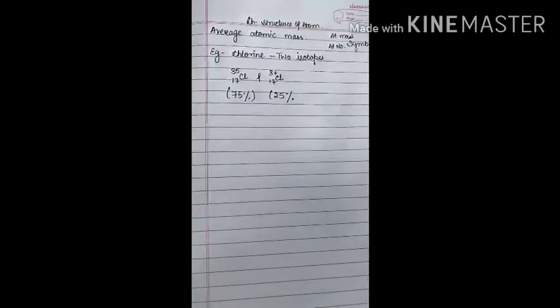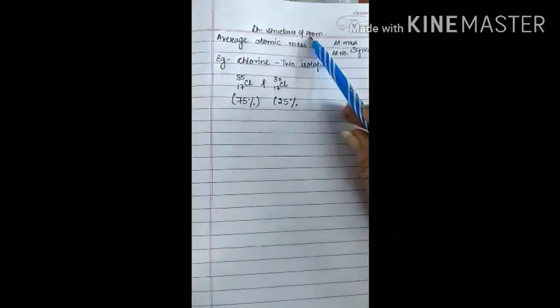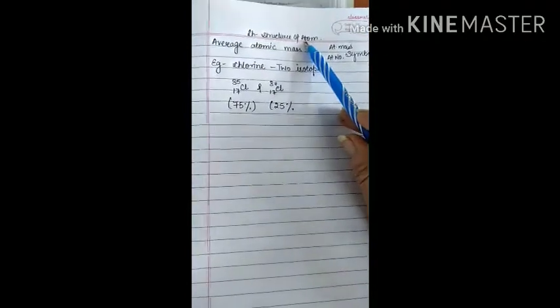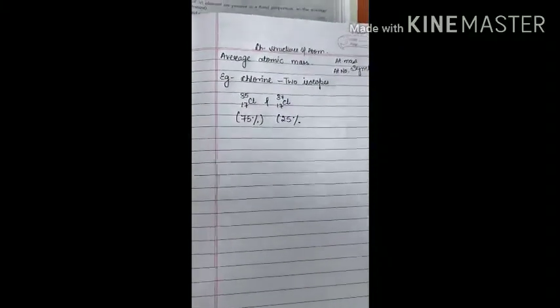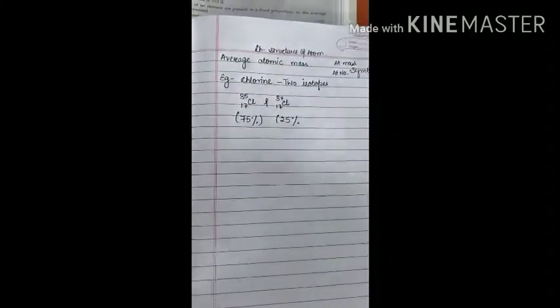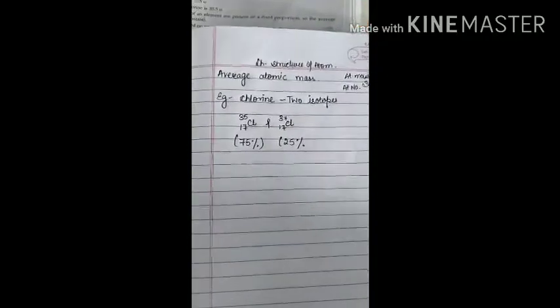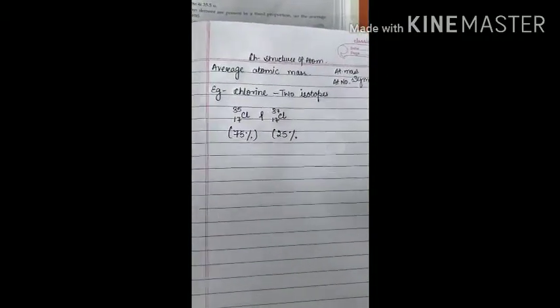So students, today we are continuing the structure of atom chapter only, in which we have one topic which is called average atomic mass. Now the question comes: what is average atomic mass, and why do we have to take out this average atomic mass? Let me tell you, we have completed the topic called isotope.